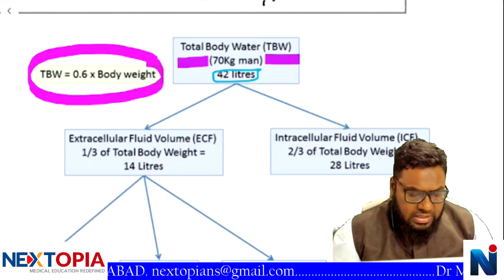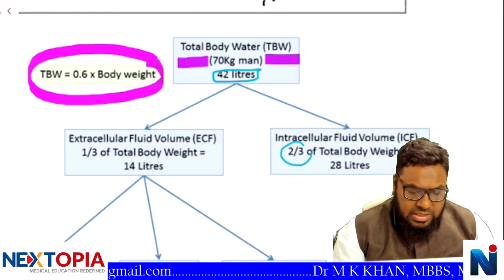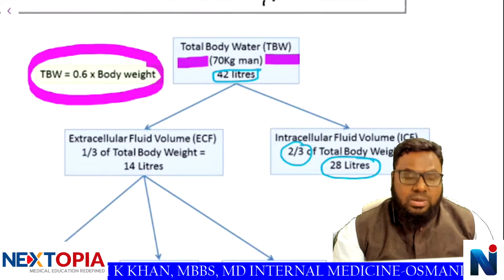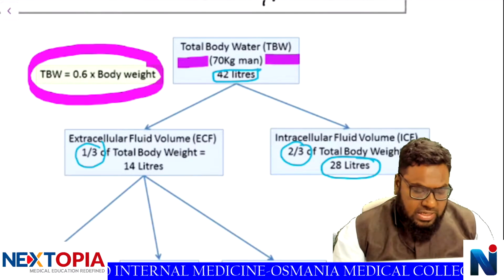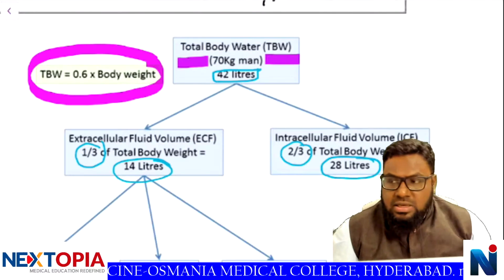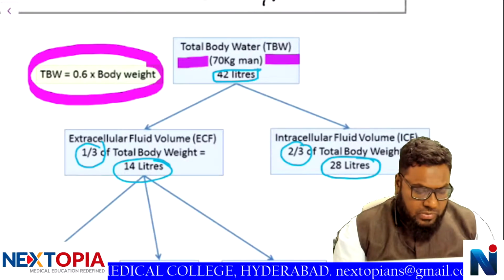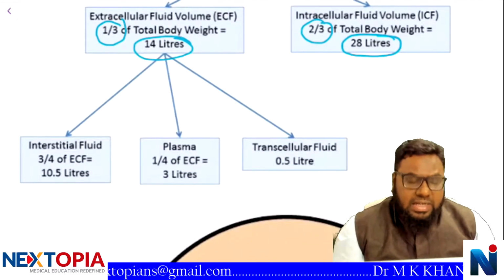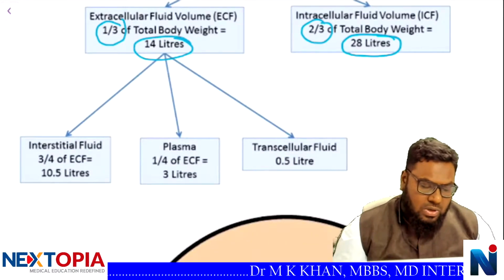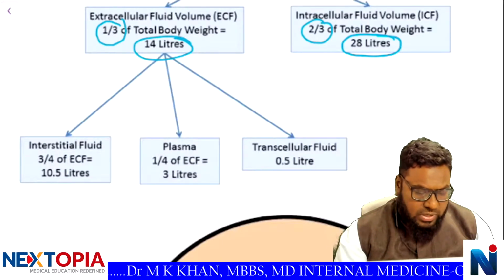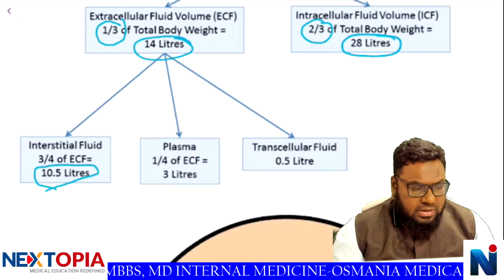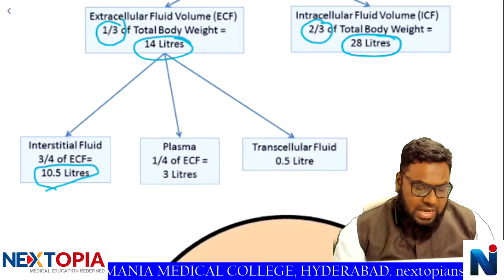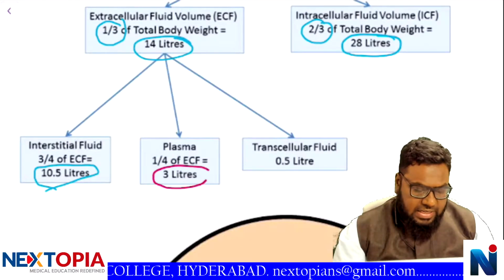Out of these 42 liters, 2/3 is intracellular fluid. So around 28 liters is intracellular fluid, and 1/3 is extracellular fluid, around 14 liters. The 14 liters of extracellular fluid is again divided into the interstitial fluid and the plasma. Interstitial fluid is 3/4 of this 14 liters, so it is around 10.5 liters. The plasma is 1/4 of ECF, that is 3 liters.